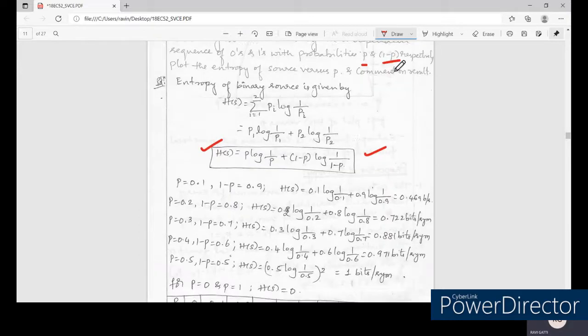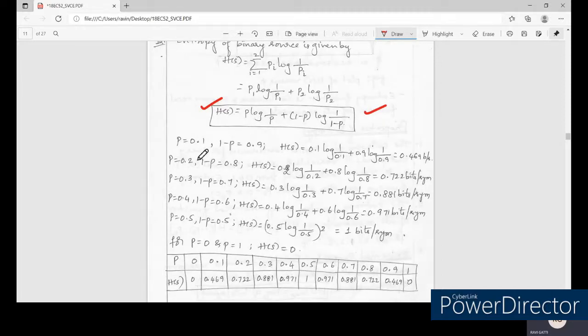We know that the probability value takes values from 0 to 1. So let us take some arbitrary values between 0 and 1 and see what h of s will be. If I substitute, for the first case, p equal to 0.1, the second probability value will be 1 minus p, which is 0.9. Then we get h of s equal to 0.469 bits per symbol.